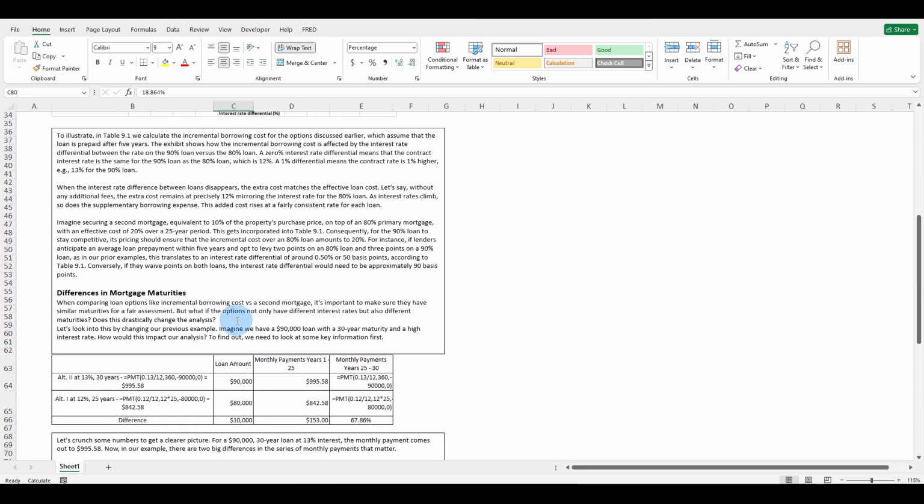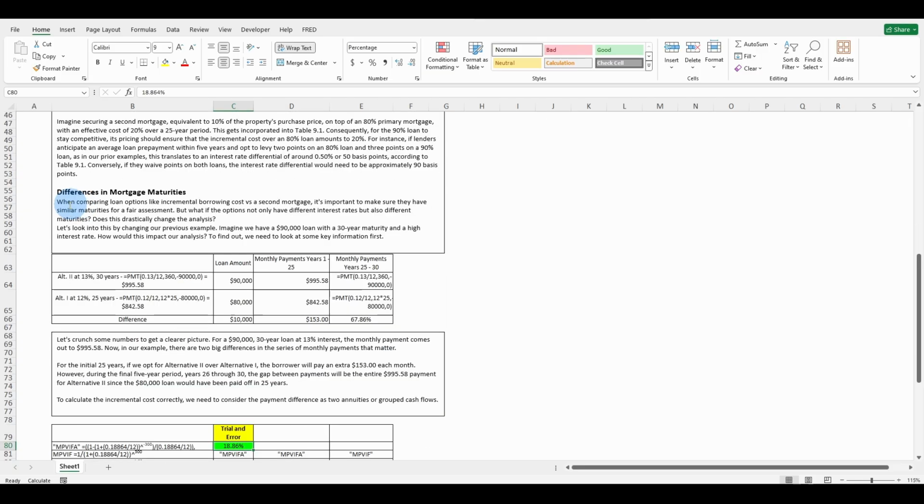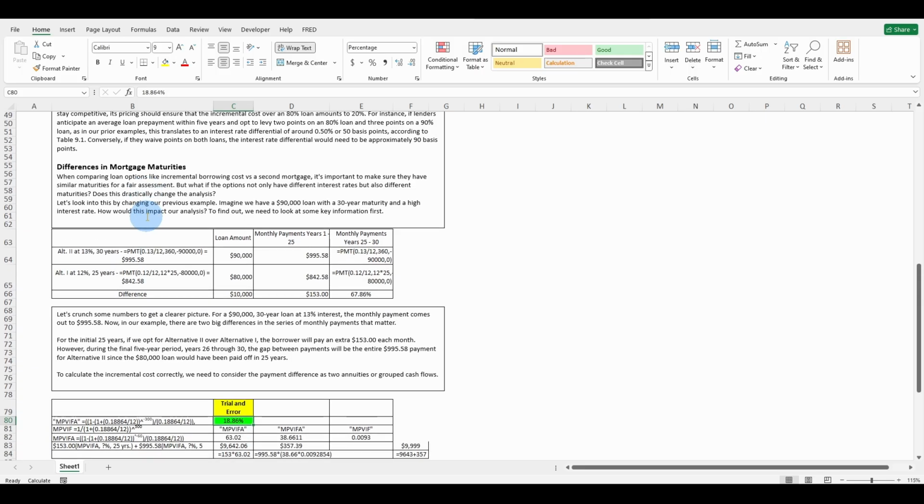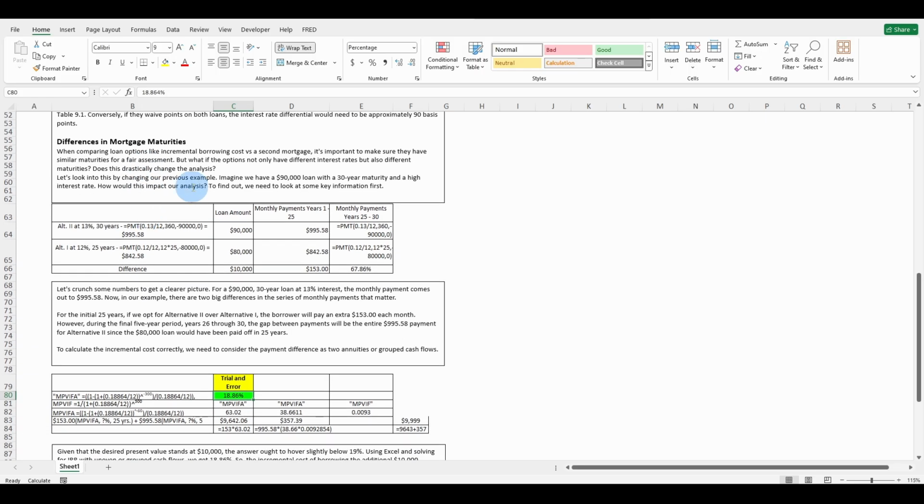Differences in mortgage maturities. When comparing loan options, like the incremental borrowing cost versus a second mortgage, it's important to make sure they have similar maturities for a fair assessment. But what if the options not only have different interest rates, but also different maturities? Does this drastically change the analysis? Let's look into this by changing our previous example. Imagine we have a $90,000 loan with a 30-year maturity and a higher interest rate. How would this impact our analysis? To find out, we need to look at some key information first.